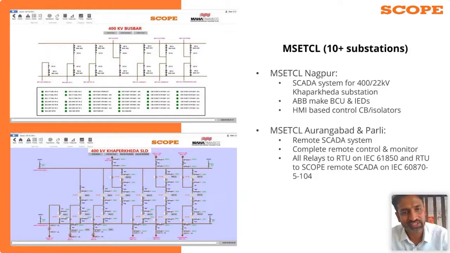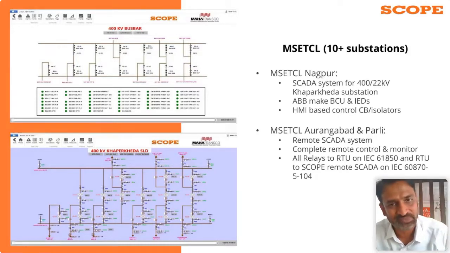We supplied a 400 kV system where these were very old RTUs. They were using the existing automation system with ABB, Alstom and even Siemens relays, but their SCADA system was not working because it was very old and not able to take the complete data. So without changing the existing system, we replaced that SCADA and put in our automation solution without disturbing the physical equipment. We only installed the software and restarted the complete 400 kV system with the automation system. That's what we did in MSETCL's 400 kV system, in Nagpur, Aurangabad and Parli.